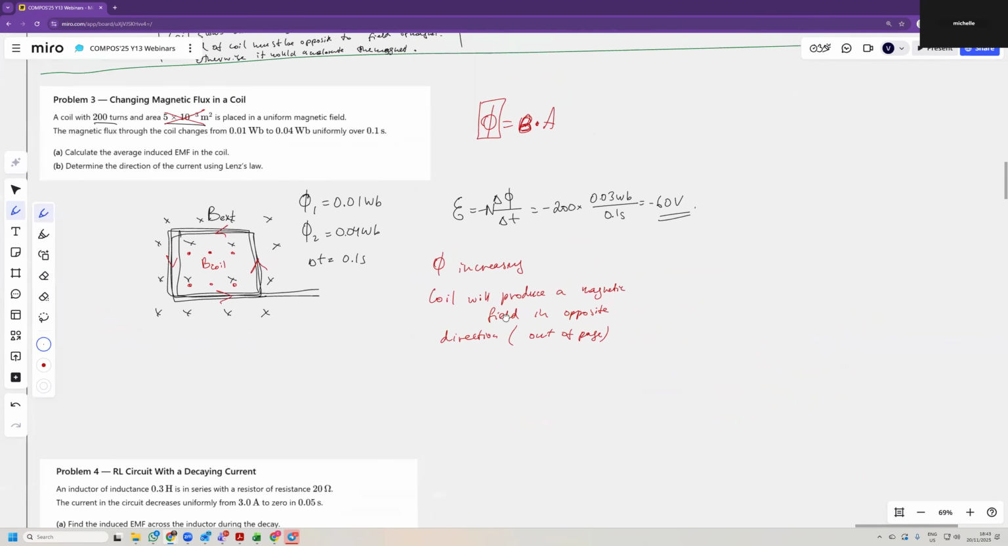I know it's confusing, but it's a weird question. The direction is out of the page, and that means that the current is anti-clockwise.